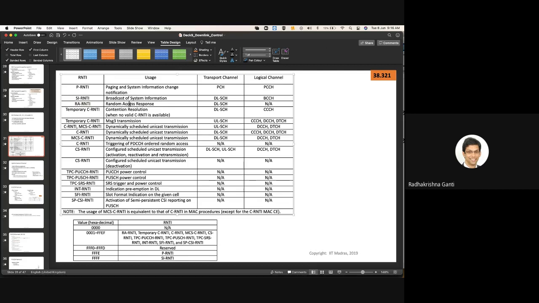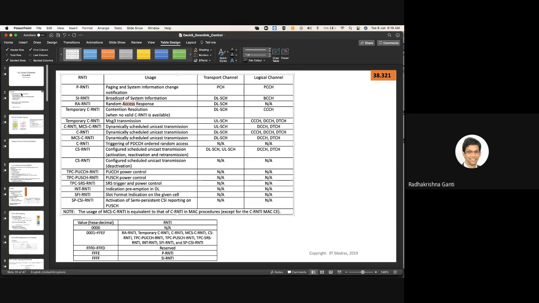RA-RNTI is for the random access response. Remember, RA-RNTI is something that is obtained by the random access response. So there are so many RNTIs, and each RNTI has some specific ranges. We'll get into this RNTI business later.